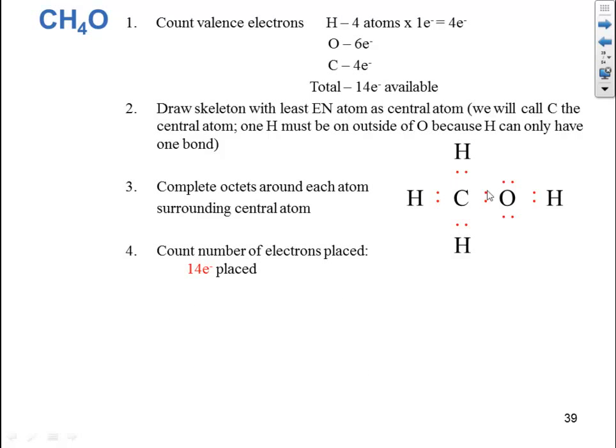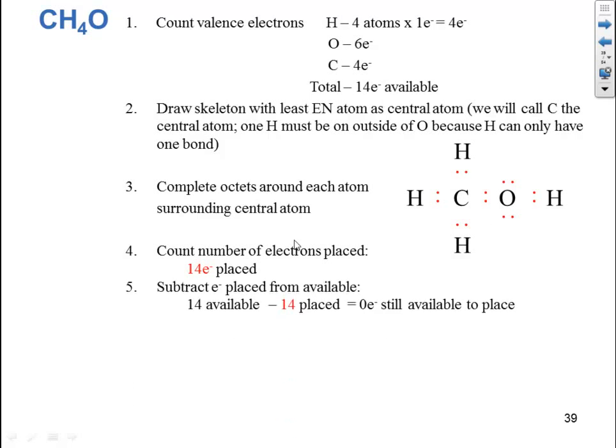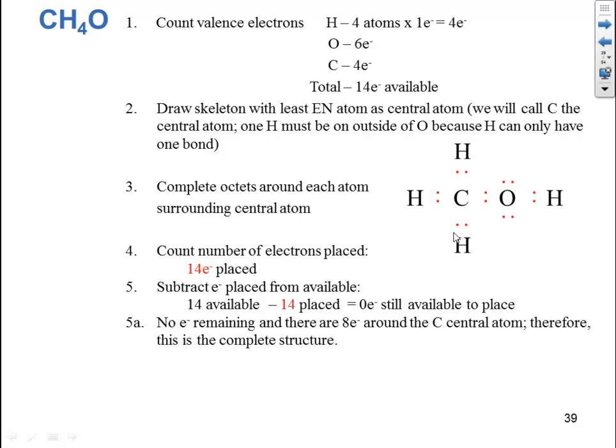Count the number I placed, which is 14. So I subtracted, that means I had none left. So hopefully I have an octet around my central atom. If not, then I have to do some adjustment. But if we look at it, I got 2, 4, 6, 8 around carbon, 2 around each of the hydrogens, and 2, 4, 6, 8 around oxygen. So I don't need any double bonds or anything. So I can just do single bonds. So there's no electrons remaining, and there are 8 around the central atom. Therefore, this is a complete structure. So finally, I just changed my bonded pairs.